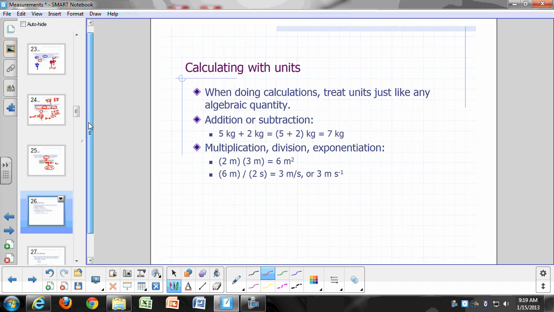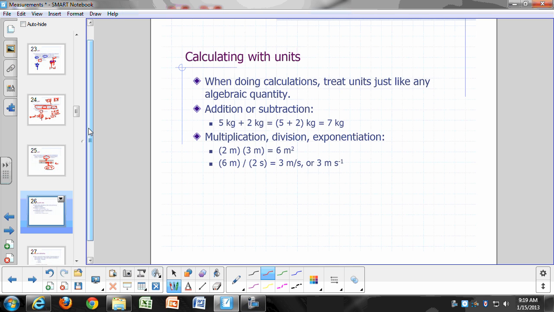Okay. Now, when calculating with units, we treat units just like any algebraic quantity. You have to remember that anytime you put a number in front of a unit, multiplication is implied. So if you say 5 kilograms, that's the same thing as 5 times kilograms, just like 5x in algebra is 5 times x.